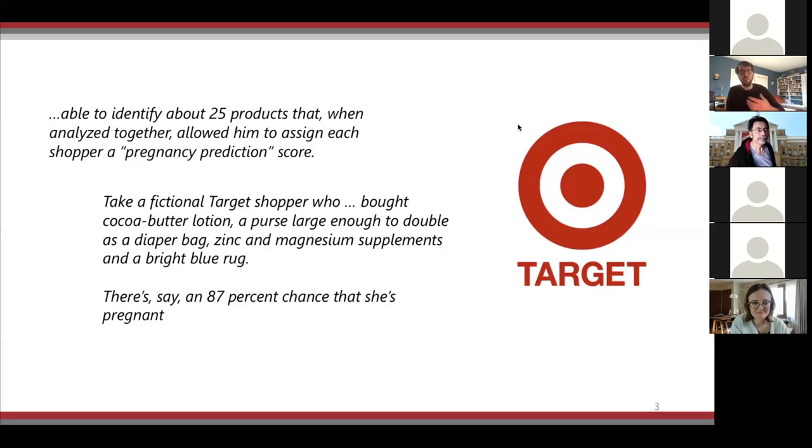And this article was interviewing some of the data scientists who worked on that, and they were talking about being able to do things like identify 25 products that, when you analyze them together in the right way, give you a pretty good pregnancy prediction score. So a shopper who buys cocoa butter lotion, a large purse, and some dietary supplements that pregnant women commonly take, their model assessed was fairly likely to indeed be pregnant.